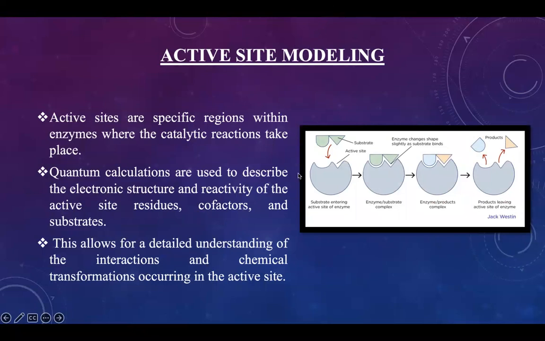As you can see in the picture, the substrate is entering the active site of the enzyme. Here's the substrate and this is the active site. And then the enzyme substrate complex is formed, the enzyme product complex is formed, and the product is detached from the enzyme, leaving the enzyme just like it was at the start of the reaction.